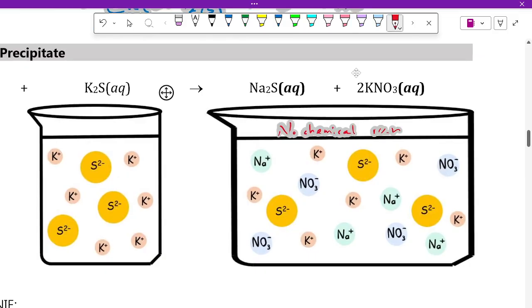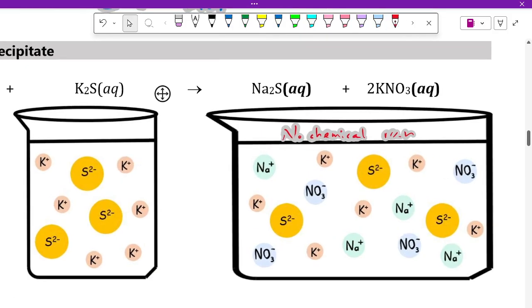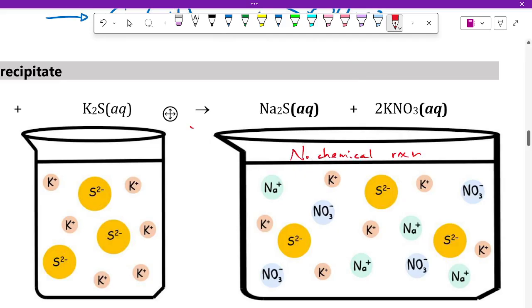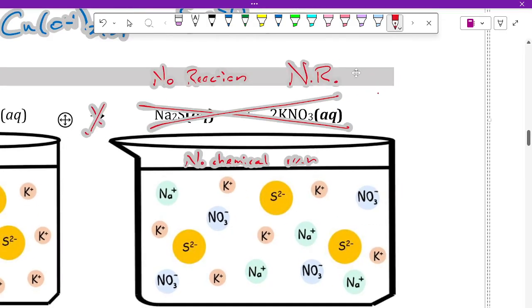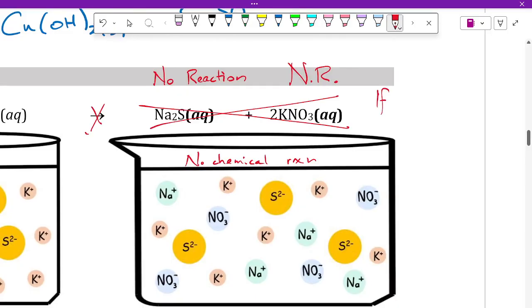So do we have any kind of an arrow here? No. Should I write these products? No. There's no reaction. So you can just write NR. If you did write the products, you should cross them out, because you might write the products to find out whether they're aqueous or solid, yes?